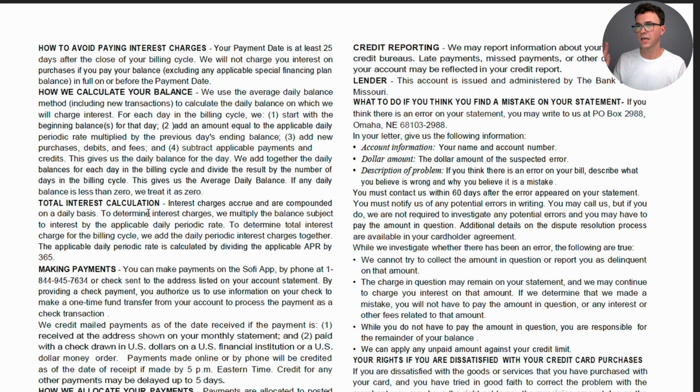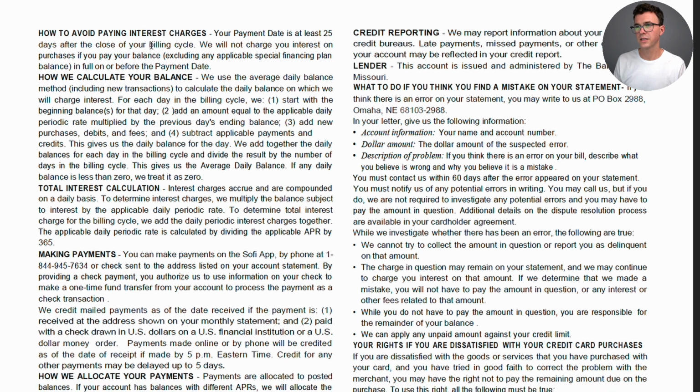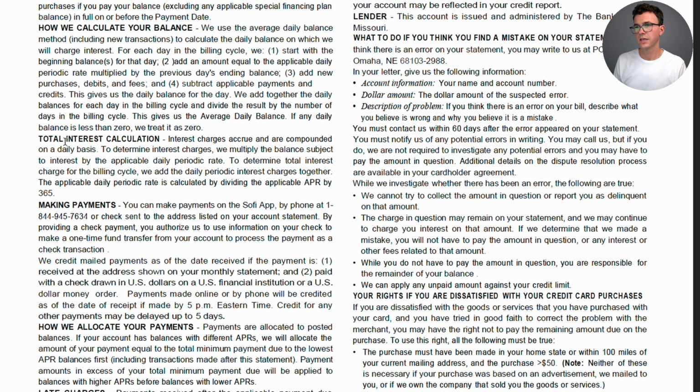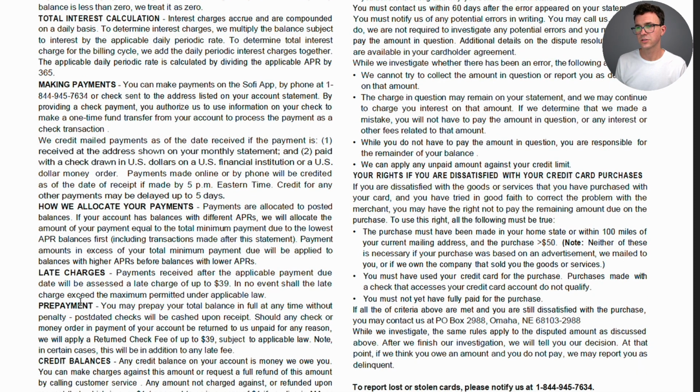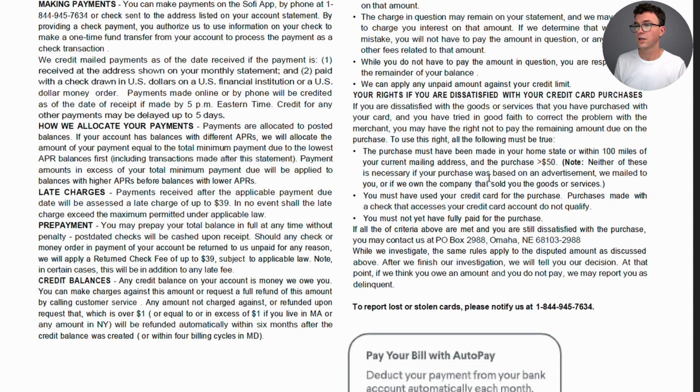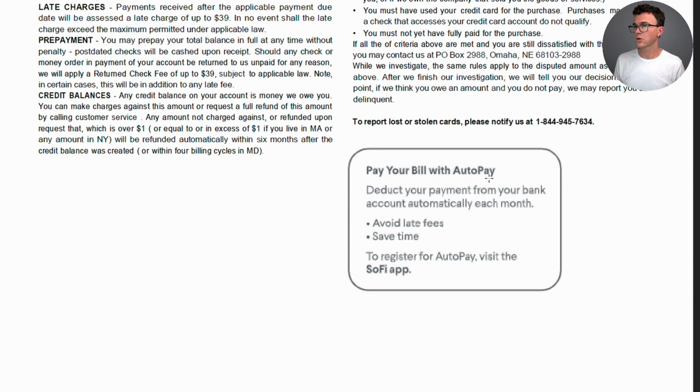And then you have, again, very similar details of credit reporting, how to avoid paying interest, how we calculate it, interest charges, making payments, allocating payments, late charges, prepayment. If you're dissatisfied with one of your card purchases, all of that information you can find in the fine print right here. And then below that, you have pay your bill with AutoPay again. So again, it's reminding me to set up AutoPay. I set up AutoPay on all of my cards and I recommend that you do the same.